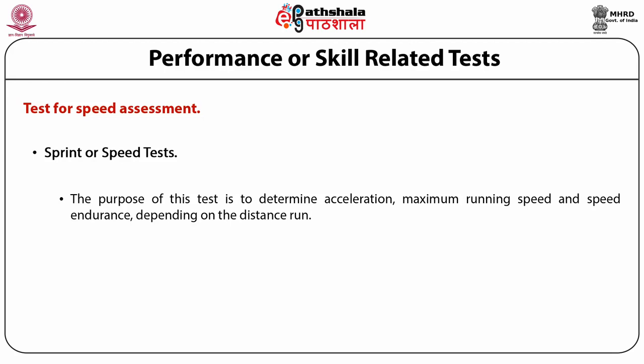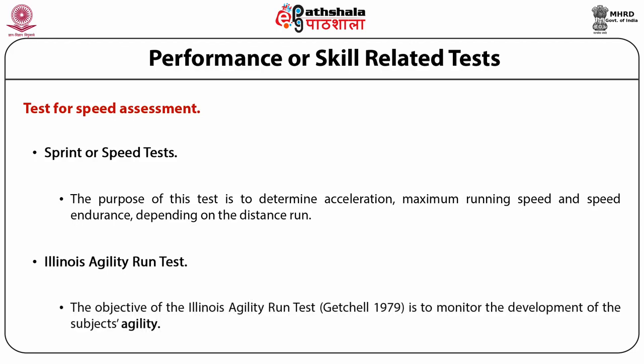Next is a test for agility assessment called the Illinois Agility Run Test. The object of the Illinois Agility Run Test is to monitor the development of the subject's agility. The required resources for this test are a flat non-slip surface, 8 cones, and a stopwatch. This test requires the subject to run the red line route as shown in the diagram in an agile fashion.